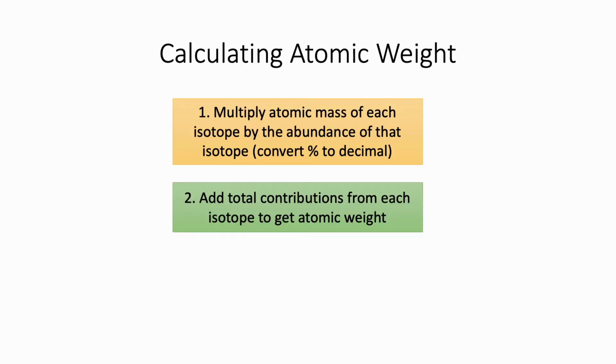So when we calculate atomic weight for a particular element, what we're going to do is we're going to look at the mass of one of the isotopes.